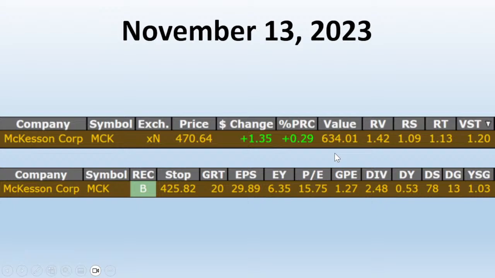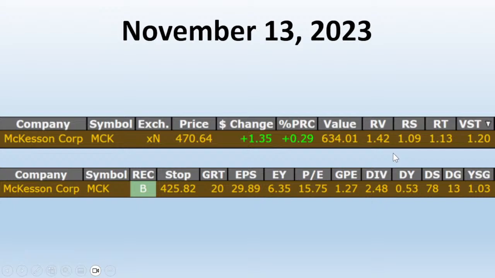So far so good with McKesson, right? You got a stock that's trading at 470. We think it's worth a 634. Fantastic. Not quite 2x, but you're looking at a really nice long-term return here right off the bat. The next two indicators, I want you to consider them fundamental indicators.